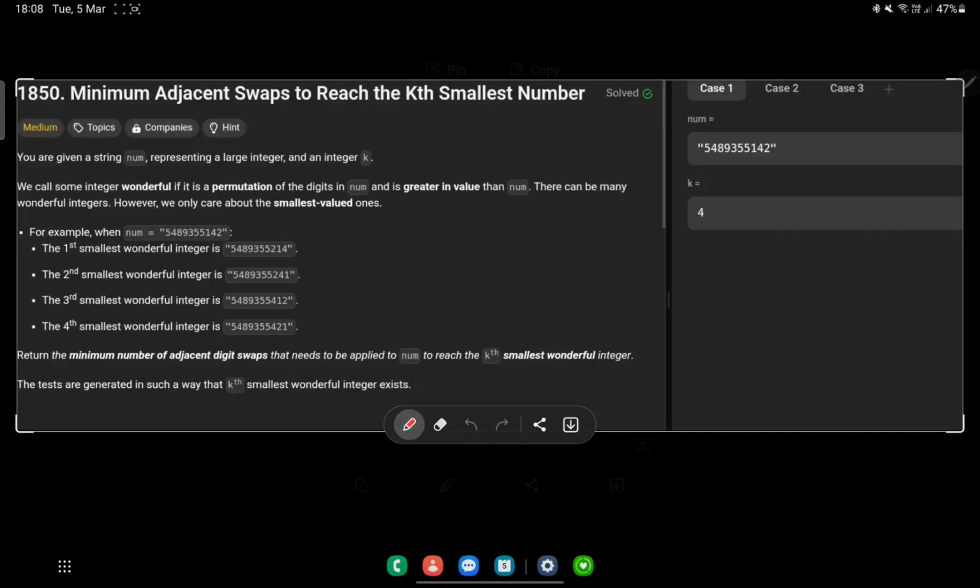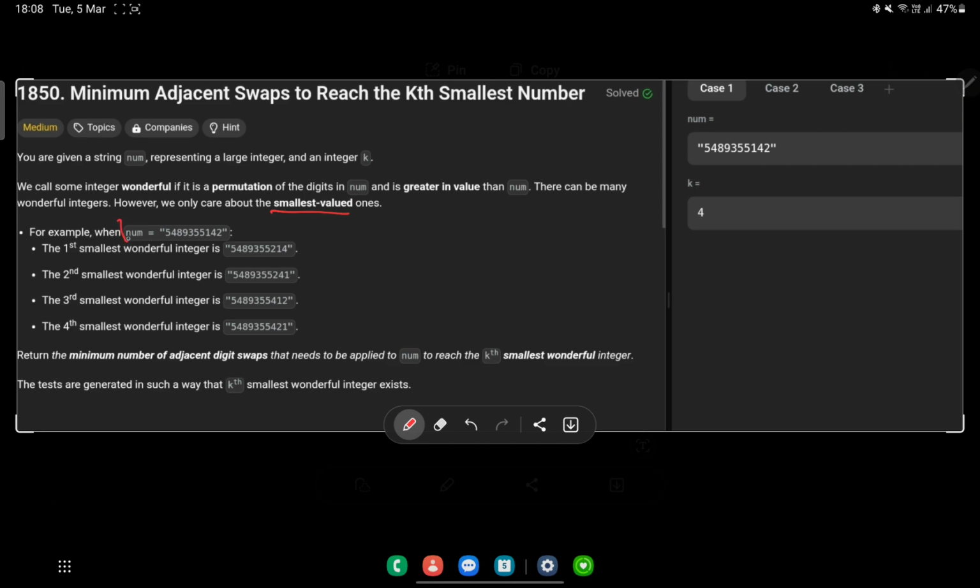Hello guys, today we are going to see the LeetCode question 1850, that is minimum adjacent swaps to reach the kth smallest number. You are given a string num representing a large number and an integer k. We call some integer wonderful if it is a permutation of the digits in num and is greater in value than num. There can be many wonderful integers, however we only care about the smallest valued ones.